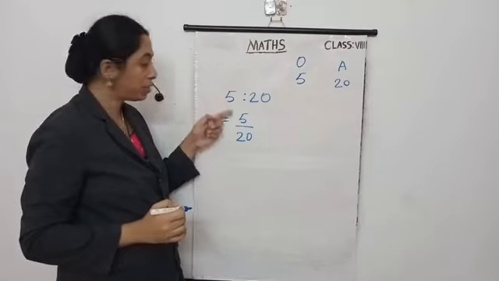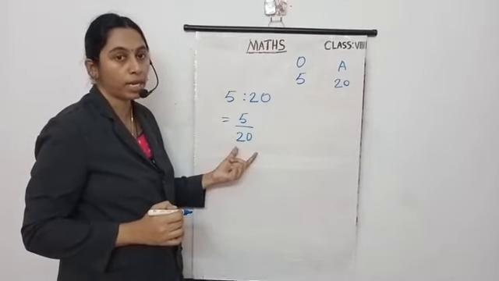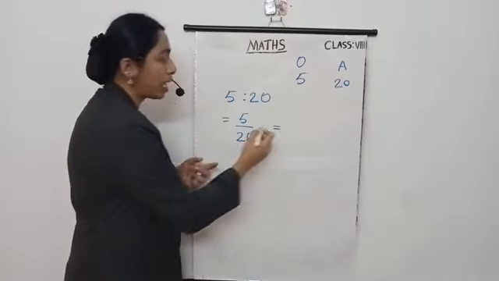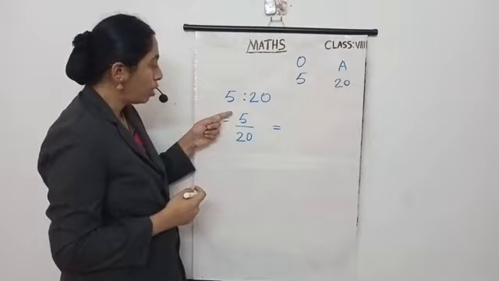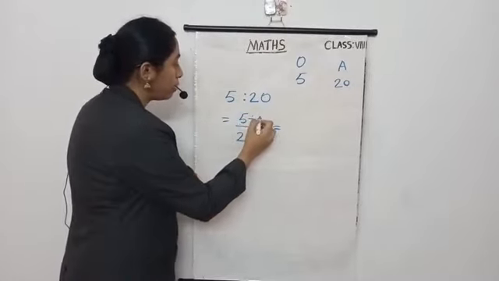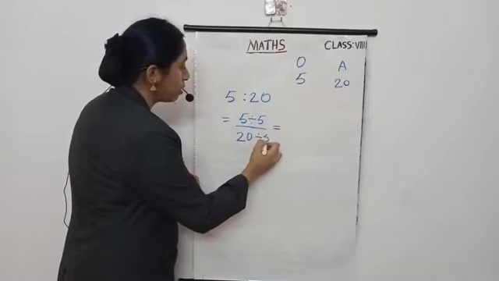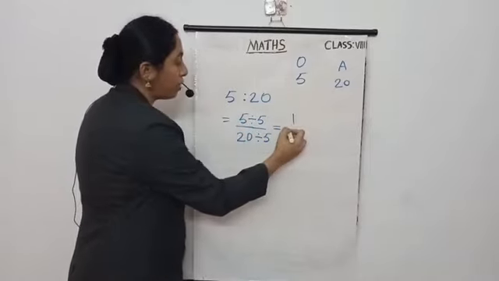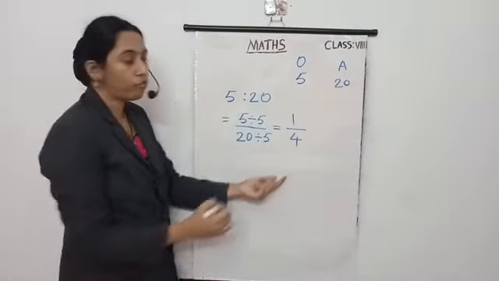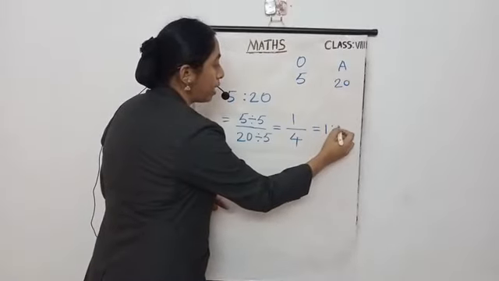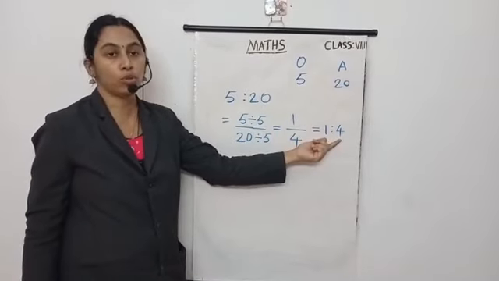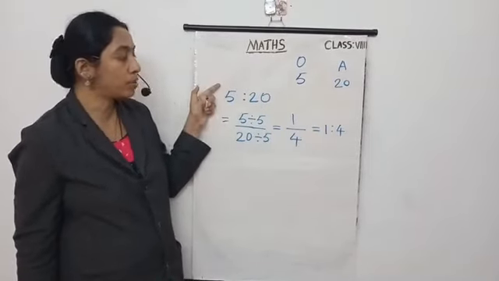That is, the first number is the numerator and the second number is the denominator. This ratio is the same as this fraction, 5/20, and we can simplify this fraction also. This numerator and denominator are multiples of 5, and we can divide both the numerator and denominator by 5. So 5/5 we get 1, 20/5, 5 fours are 20. So this is 1/4, and this we can write like 1:4. That is, 5:20 is equal to 1:4. It is the simplest form of this ratio.